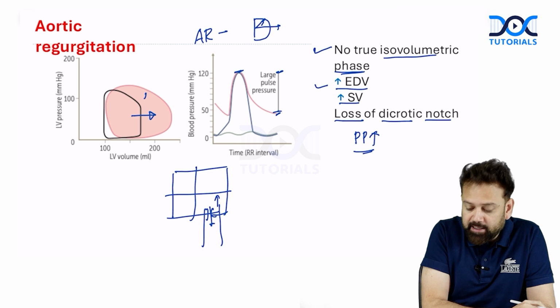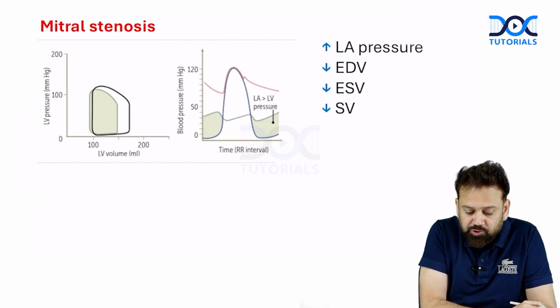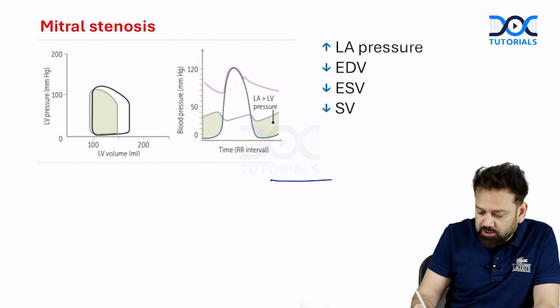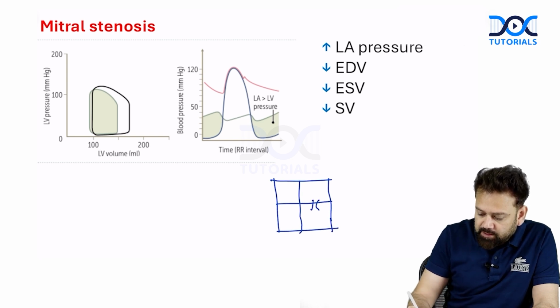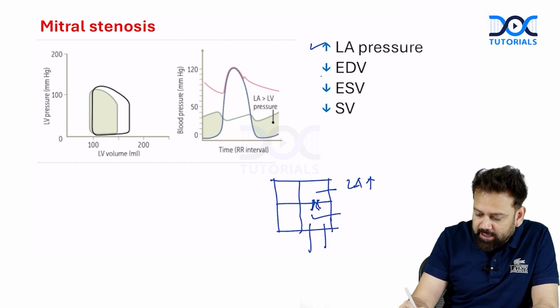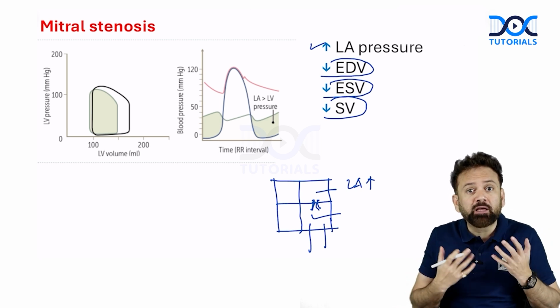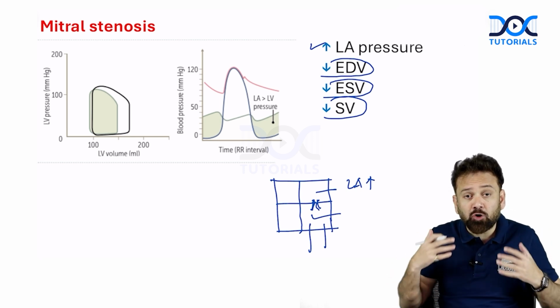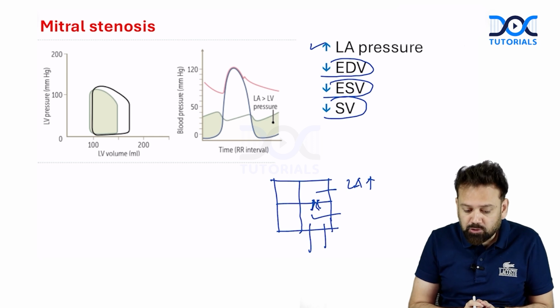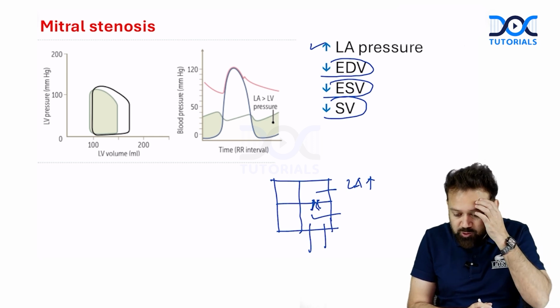Okay, AS and AR is clear, doctor. Now about mitral stenosis. When there is mitral stenosis, there is stenosis in the mitral valve, so left atrial pressure will be more, and blood coming to the ventricle will be less. So less end diastolic volume, less end systolic volume, and less stroke volume. Because of the mitral stenosis, not much blood is going in the ventricle, so not much stroke volume, not much end diastolic volume. So this is about mitral stenosis, and you can see it in the diagram.